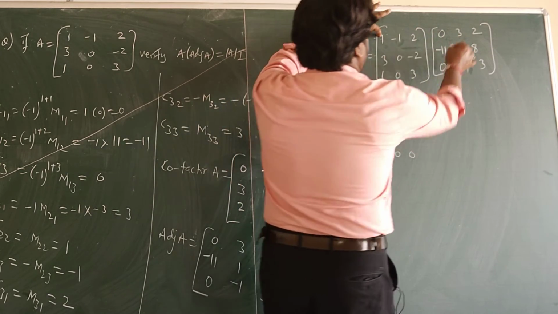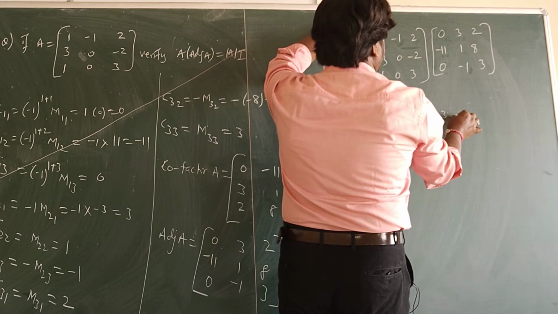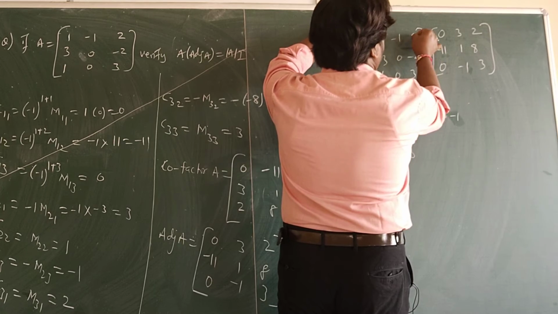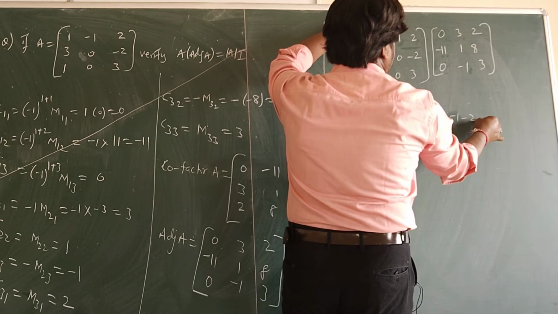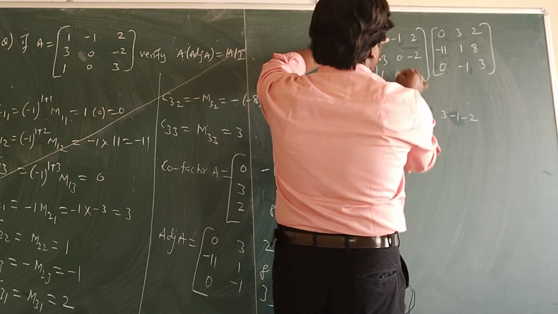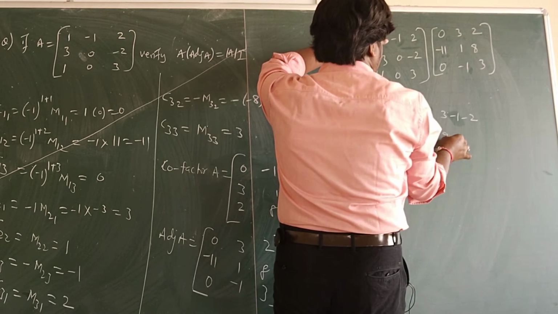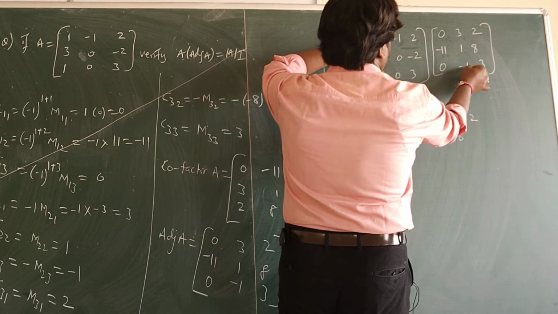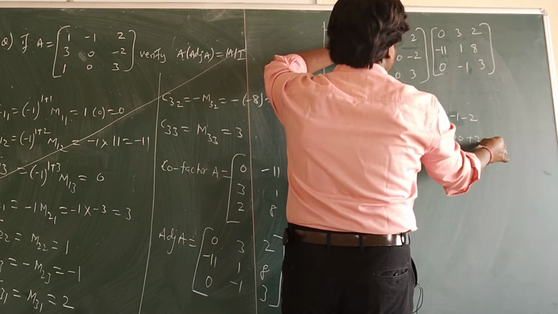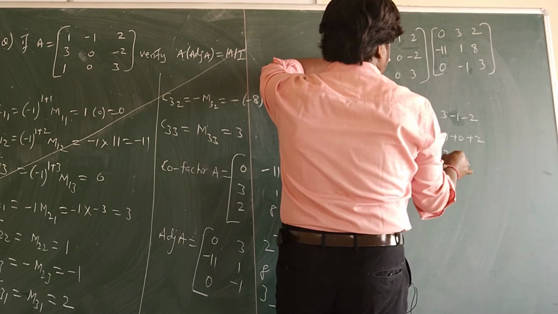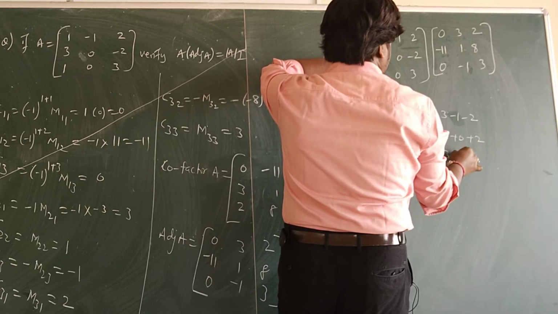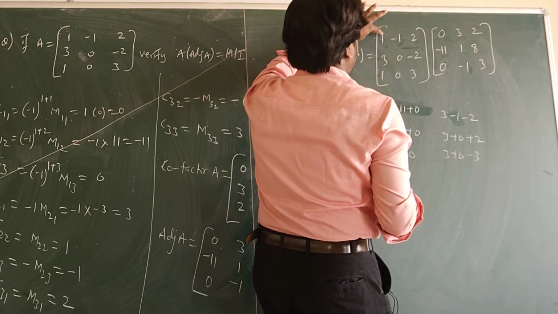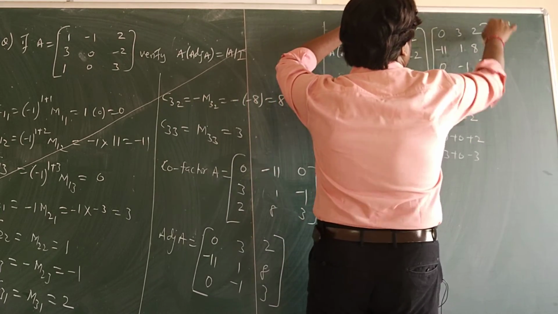Means 1 into 3, 3, plus minus 1 into plus 1, that is minus 1. 2 into minus 1, that is minus 2. Now next down, 3 into 3, 9, 0 into 1, 0, minus 2 into minus 1, that is plus 2. 1 into 3, 3, 0 into 1, 0, 3 into minus 1, minus 3. Now next here, this one with this last one.